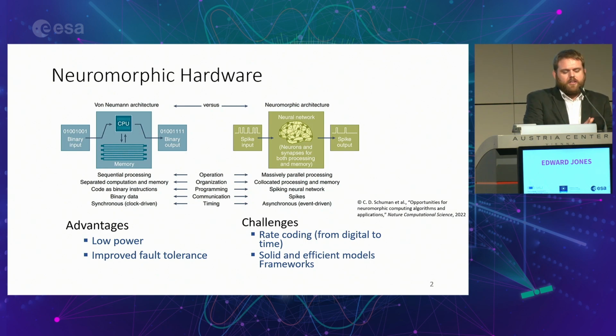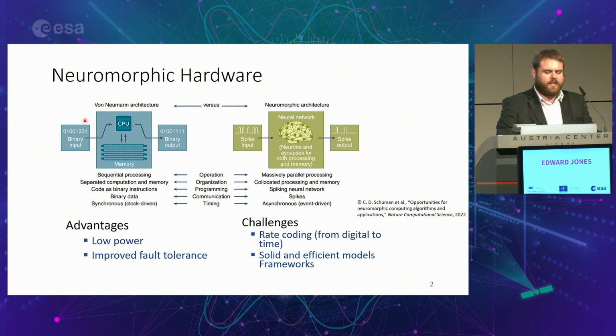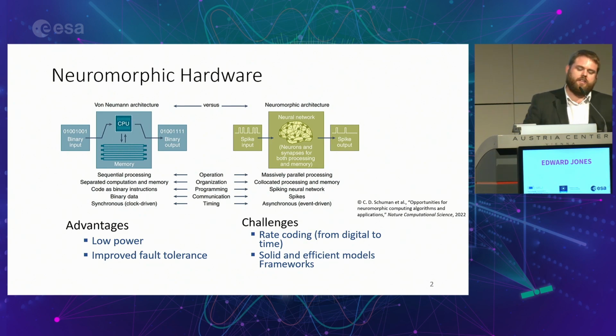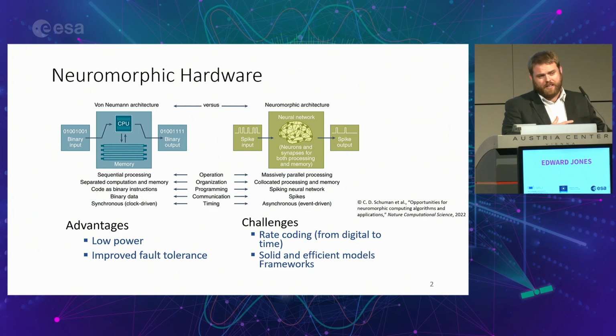So you can see on the left-hand side here, we've got a typical model of the von Neumann architecture. This is where you have lots of memory, you have lots of compute, and there is a bottleneck between the two. You have to move things in and out of your processor very quickly. Memory bandwidth is still a limitation for that.